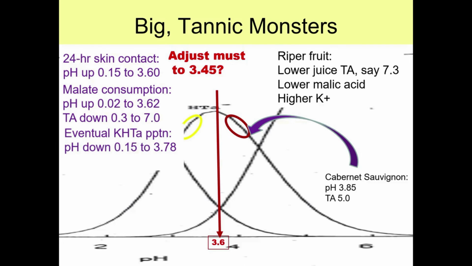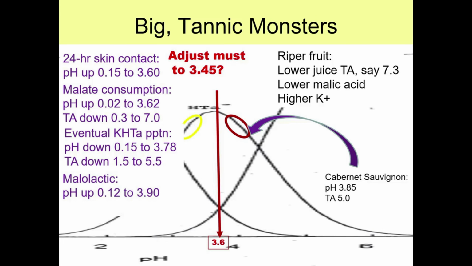And so we would anticipate overall that the pH would go down about 0.15 and we'd end up with a pH of 3.78, and TA down 1.5 to the range of 5.5 grams per liter. So then we get our malolactic, but we don't have that much malic acid, so we don't expect a big effect. Let's say the pH goes up 0.12, so now we've got 3.90, and the TA goes down 0.8, so now we're at 4.7. So now we're actually overshooting. We've got a pH that's higher than what we want and a TA that's lower than our target.